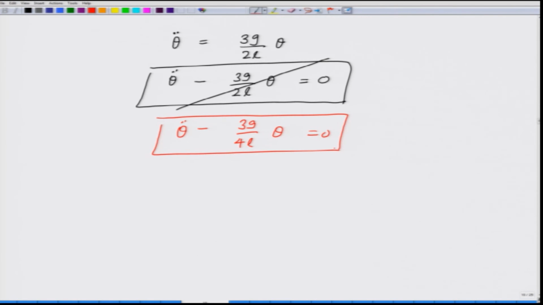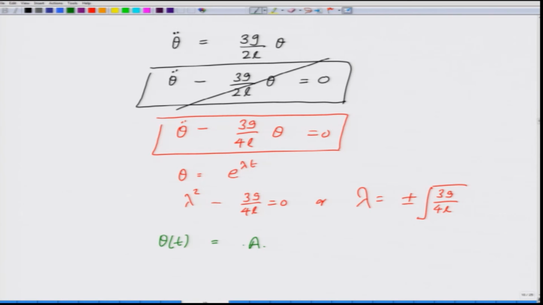The solution is very straightforward. If I take theta to be equal to e raised to lambda t, I get lambda squared minus 3g over 4L is equal to 0, or lambda equals plus or minus the square root of 3g over 4L, and therefore the general solution for theta as a function of time is going to be some constant a, depending on the initial conditions, e raised to square root of 3g over 4L times t plus b e raised to minus square root of 3g over 4L times t.